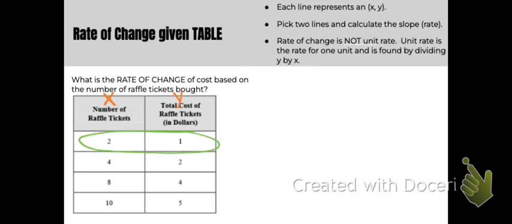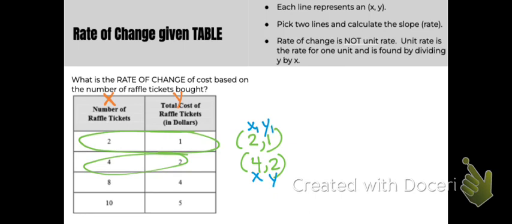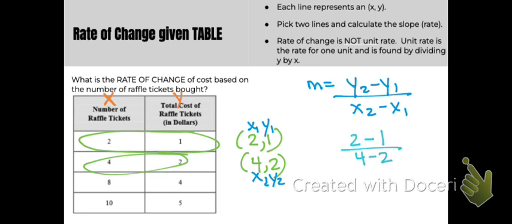So this is going to be 2, 1, and this is 4, 2. So if we label our points X, Y, X, Y, and we substitute them into the formula, this is what we get. And then we start to simplify this, so we just subtract the numerator and our denominator, and we get 1 over 2. So what is this telling us? 1/2. Our rate of change is 1/2.